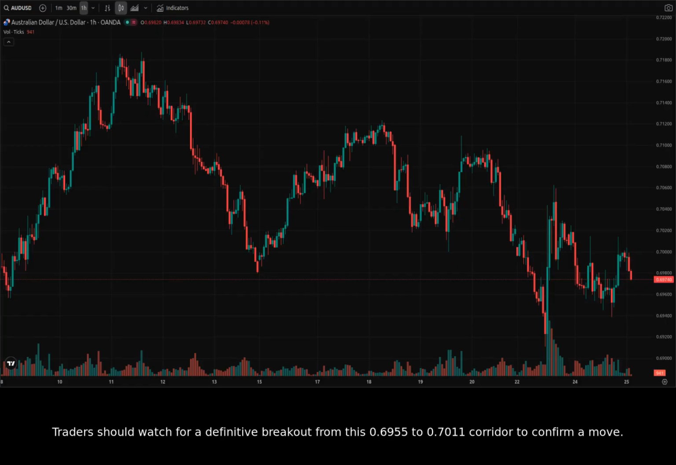Traders should watch for a definitive breakout from this 0.6955 to 0.7011 corridor to confirm a move. A move above 0.7011 could lead to a quick test of the 0.7085 hurdle, which previously acted as support. Conversely, a sustained move below 0.6950 would likely trigger a wave of algorithmic stop-loss selling.